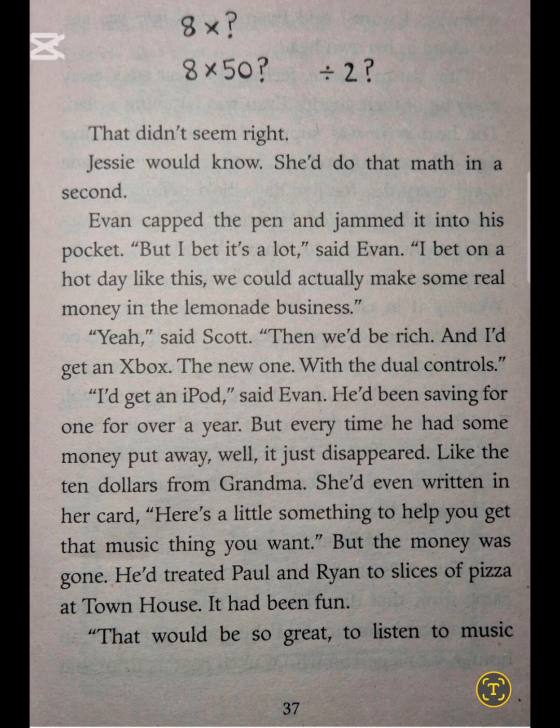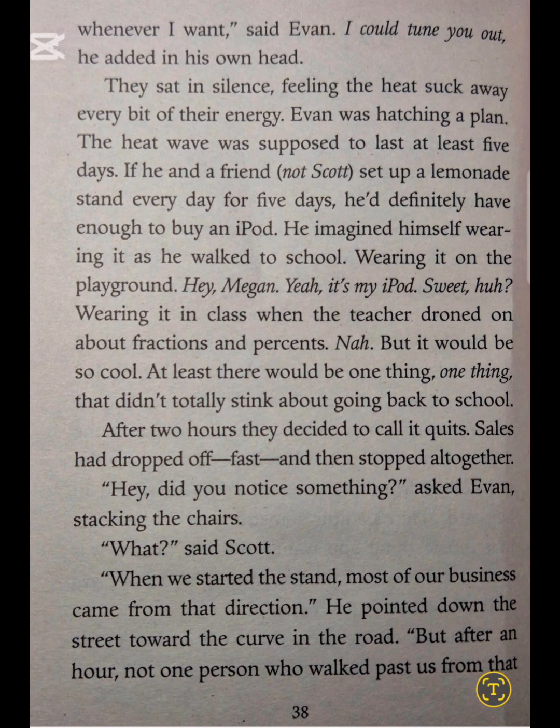"That would be so great, to listen to music whenever I want," said Evan. "I could tune you out," he added in his own head. Tune out Scott. They sat in silence, feeling the heat suck away every bit of their energy. Evan was hatching a plan.